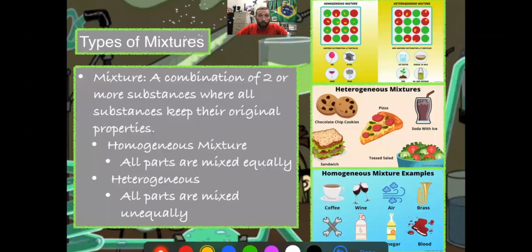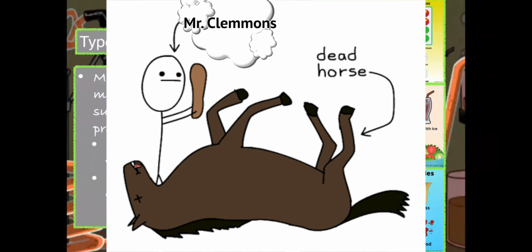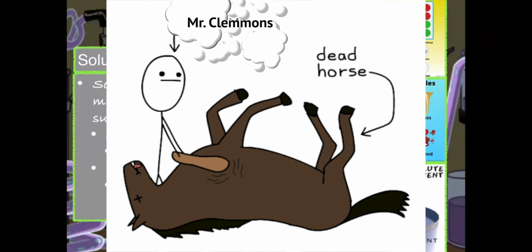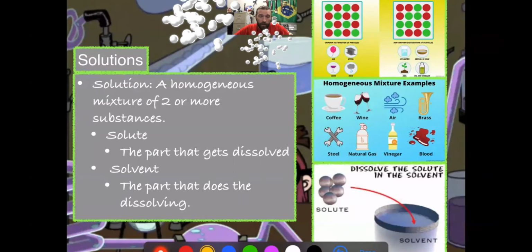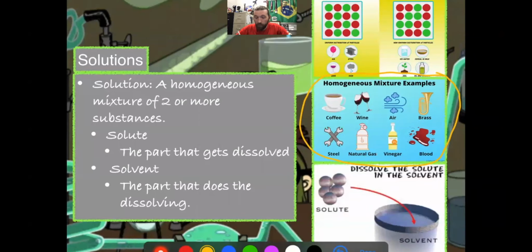Okay. And then your homogeneous mixtures are things like air and vinegar and blood and wine and coffee and Coca-Cola and all those things. Okay? All right. So, solutions are those homogeneous mixtures. So you notice my examples didn't change here. These are all solutions. So homogeneous mixtures are solutions.